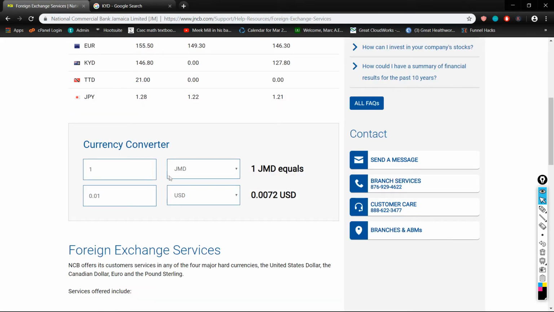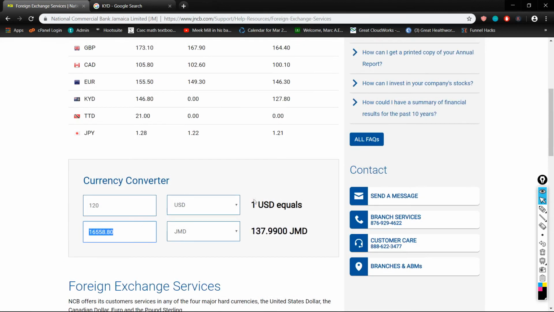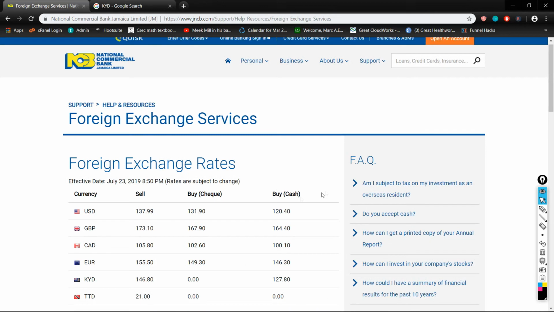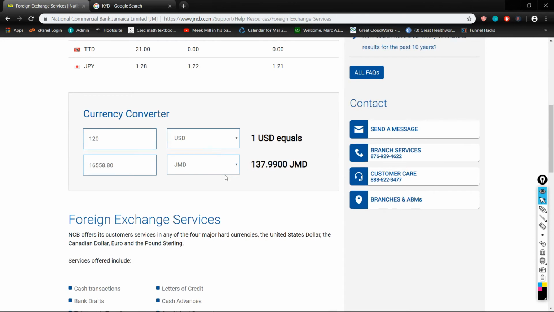So see, this is a currency converter here for JMD to USD. Let's try to use a converter. Let's change 120 USD to JMD, right? And it's $16,558. So 120 US is 16,558 and 80 cents Jamaican dollars, right? So they have a little exchange rate currency converter here that you can use before you go to the bank. Very, very effective, NCB. And this is how life goes, guys.